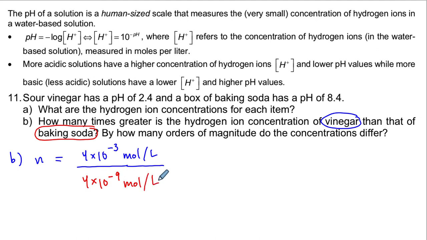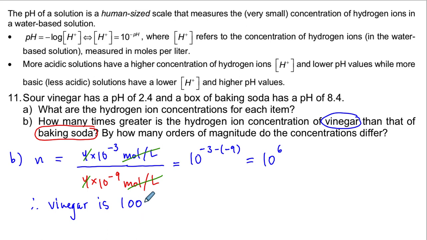And so we see that the moles per liter will simplify, and we'll see that the 4's will divide because these are joined by multiplication, and then we just need to simplify the exponential part. So 10 to the negative 3 minus negative 9 gives us 10 to the 6. And so the number of times greater is 1,000,000 times greater. Therefore, vinegar is 1,000,000 times more concentrated than baking soda.